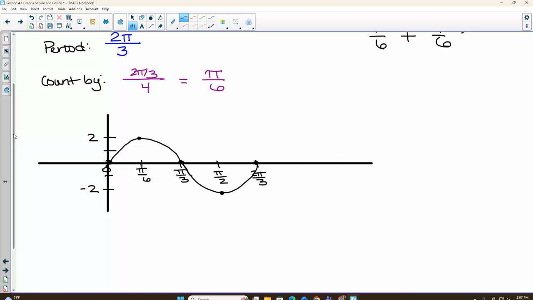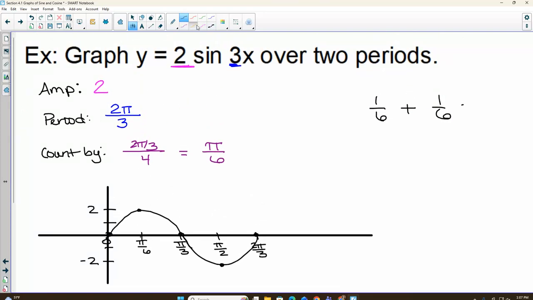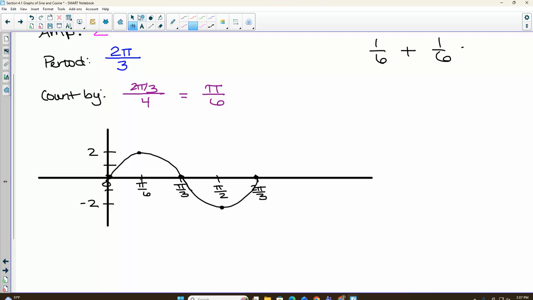Now, I told you to graph it over 2 periods. How many periods did I just graph? 1. What do you think we would need to do if I wanted 2 periods? Add more points. All right, I already have my starting point. For each period, you just need 5 total points, right? You're starting and 4 additional. I'm at my starting, so I need to get 4 additional points. How do I find those 4 additional points? Add pi over 6.